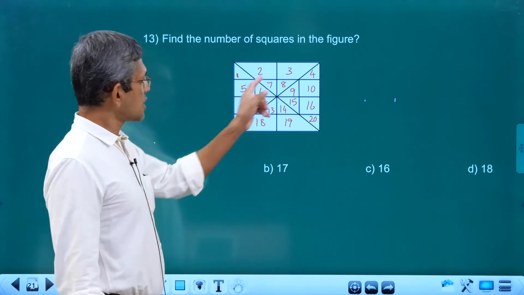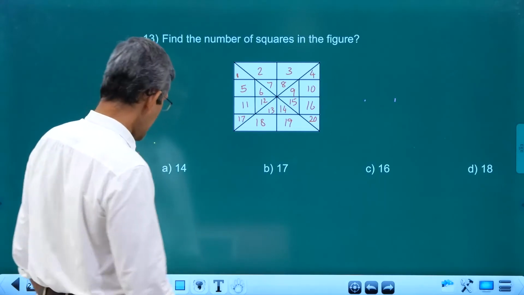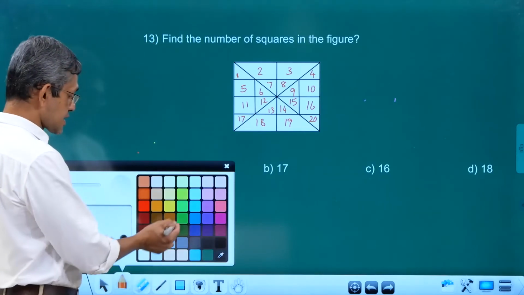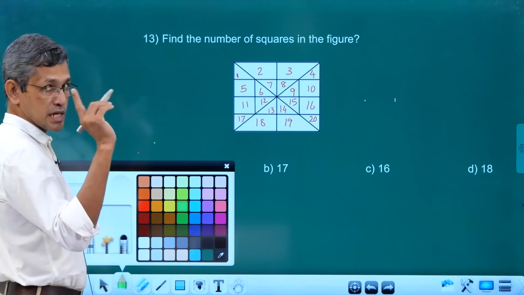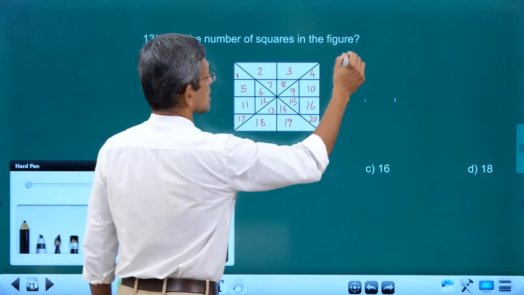So here, how do we count it? How many triangles do we have? First of all, one triangle at a time. That means if you take any one piece, is it a triangle?